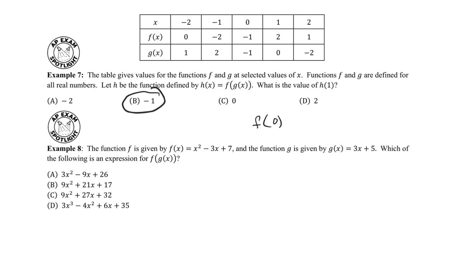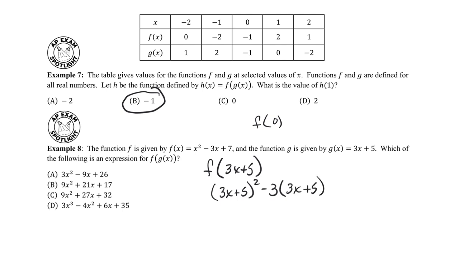Last example. The function f is given by this quadratic, x squared minus 3x plus 7. The function g is given by this one, 3x plus 5. Which of the following is an expression for f of g of x? So I would definitely at least write this part out. Take out the g of x. We know what it is. It's 3x plus 5. And then go to the f function and do 3x plus 5.